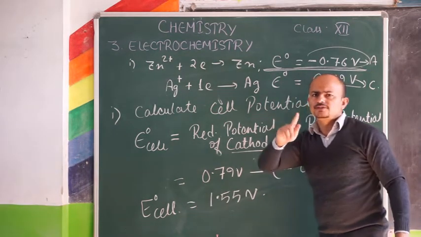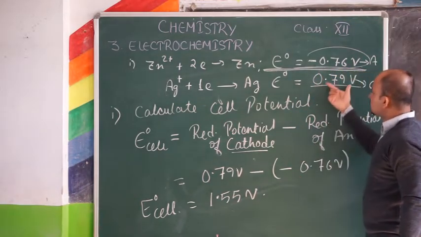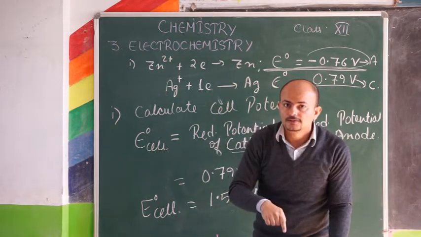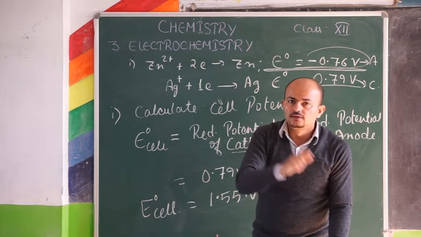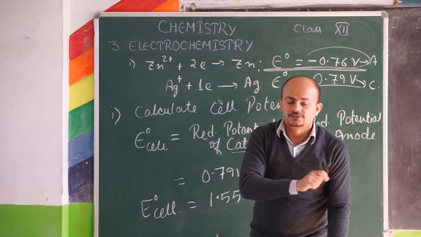And here is the most important point. Please remember this. You will be asked this portion that I told, which one will be acting as anode and which one will be acting as cathode. The lower value of E naught will always be placed as anode. Please remember that.